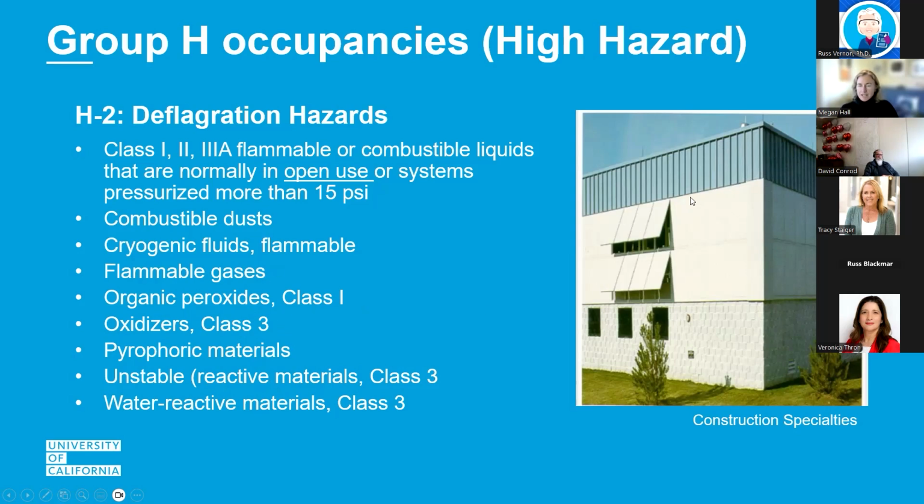These buildings have limits, and you need to have exterior walls, and these are like blowout panels. You usually need some kind of explosion venting in an H2 occupancy because you have a deflagration hazard. Okay, so you could also have lower level physical hazards as well.